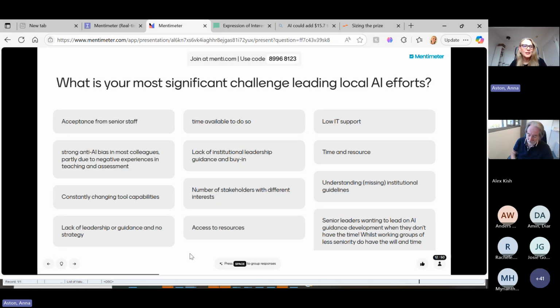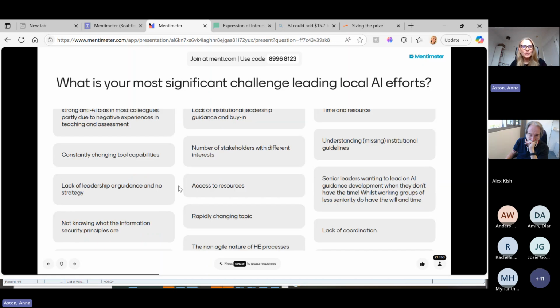Acceptance from senior staff. Yes, that's a skill, to get the buy-in. Time available, I mentioned this. Low IT support. Yes, that's an issue, because AI would be automatically associated with IT. And they have their own tasks to do, and some IT departments are very lucky if they have an individual who is just looking at the AI implementation. Strong anti-AI bias in most colleagues. Yeah, unfortunately. Lack of institutional leadership, time, changing tool capacities.